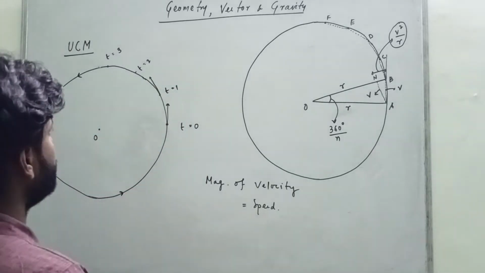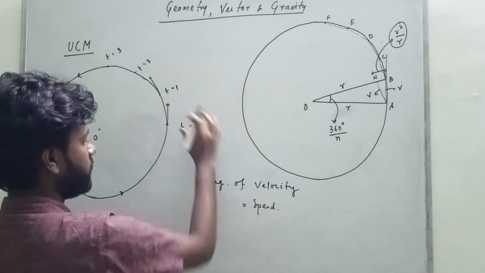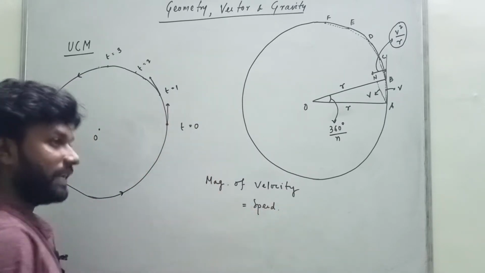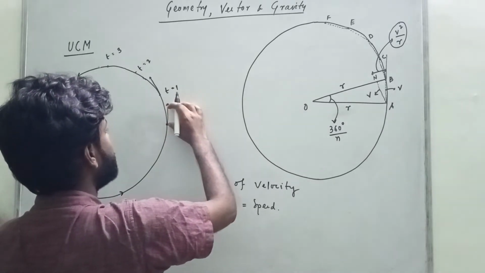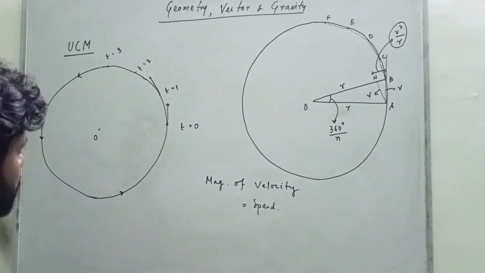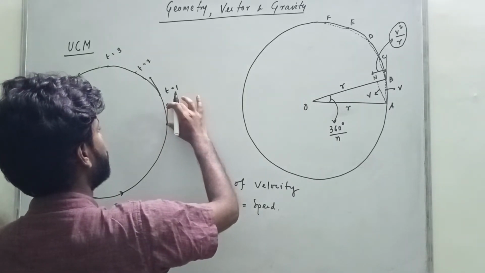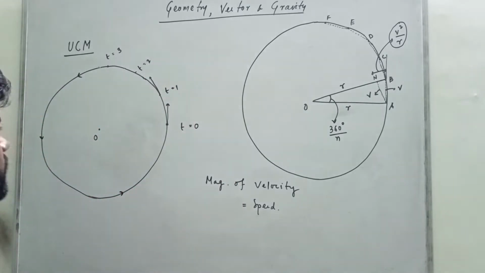This is a very simple case, because the length of this straight line means the speed, since the magnitude of velocity means speed, and for uniform circular motion the speed will be the same. So obviously the length of this straight line will be the same, right?